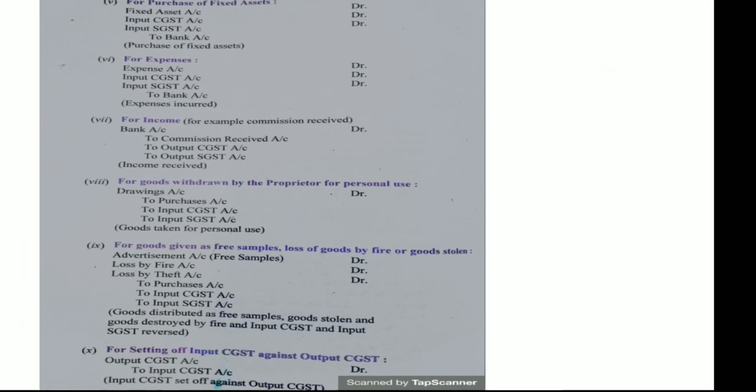Okay. For goods given as a free sample, as you know, these are the special entries. You have to only remember whether it is input or output. If you sell something or you receive something for selling goods and services, that is called output GST. But if it is not received from outside, it is done within the business or you paid for it, then it will be input GST. So it is quite simple. You can easily solve them. Okay.